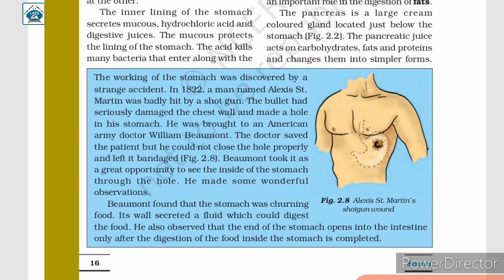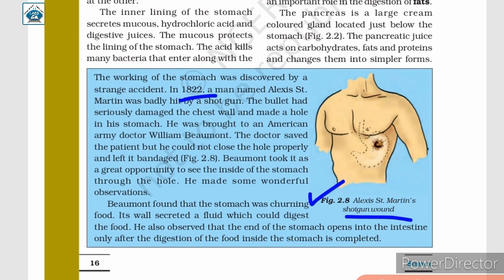Alexis Saint Martin was accidentally shot by a gun in the year 1822. The bullet traveled through Saint Martin's side, tearing a hole right through the wall of his stomach, and he was brought to an army doctor, William Beaumont. He was saved by the doctor, but the hole was not properly closed. As you can see here in the figure, the wound was bandaged.